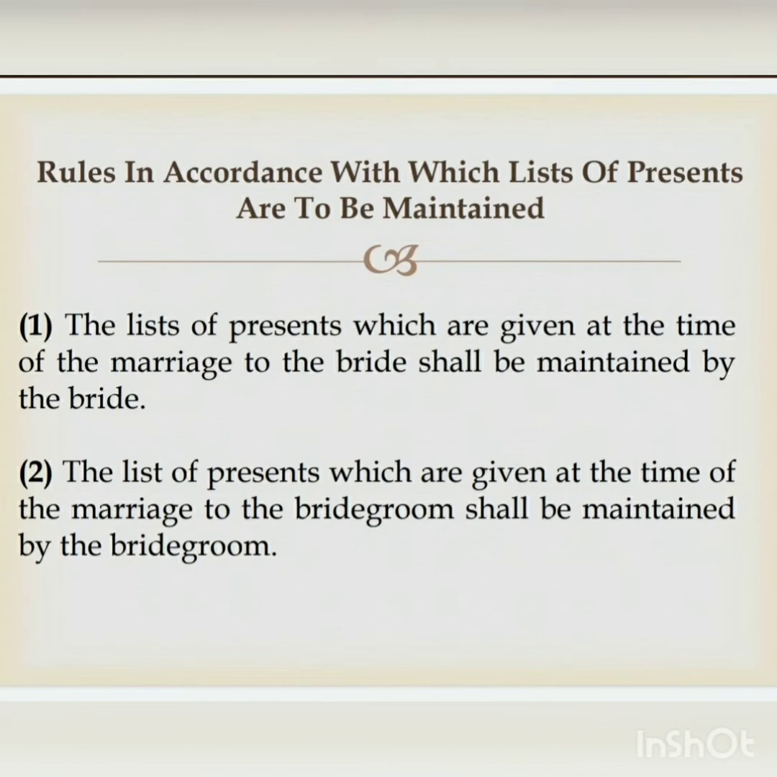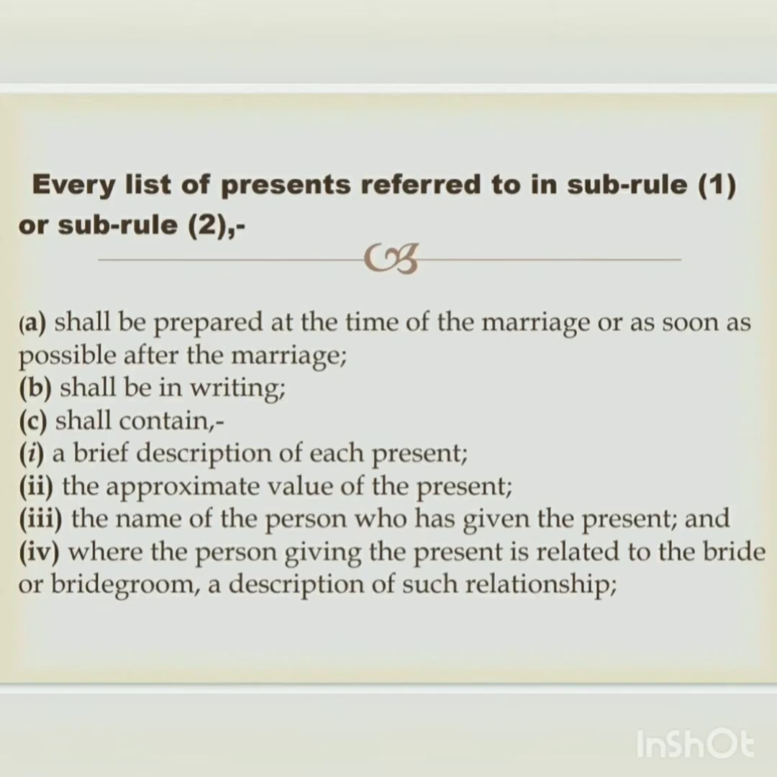Every list of presents referred to in Sub-rule 1 or Sub-rule 2: A. shall be prepared at the time of the marriage or as soon as possible after the marriage; B. shall be in writing; C. shall contain: 1. a brief description of each present, 2. the approximate value of the present, 3. the name of the person who has given the present, and 4. where the person giving the present is related to the bride or bridegroom, a description of such relationship.